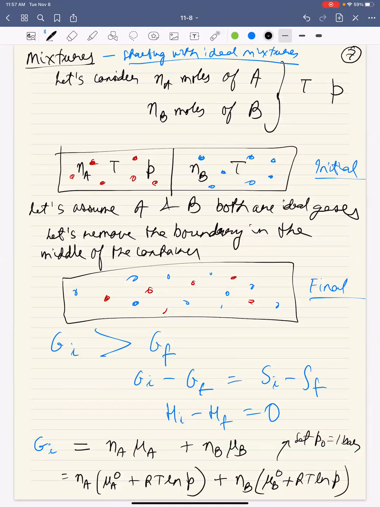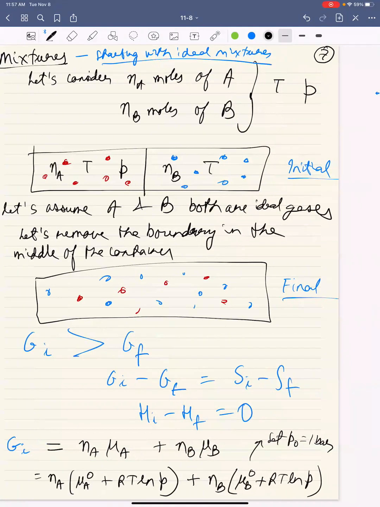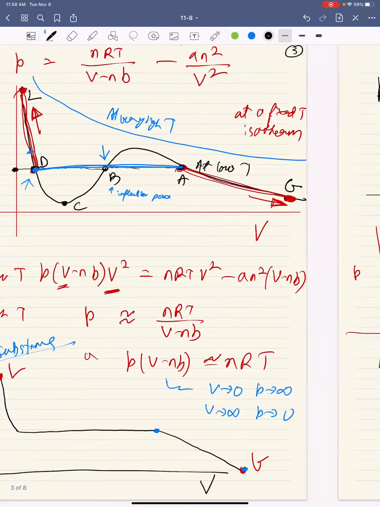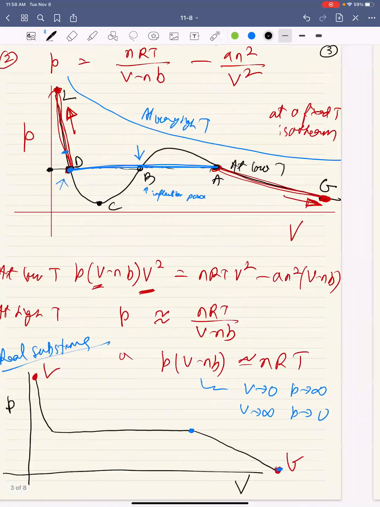So this is my GI. Let me write this equation down once again on the next page. GI, the initial Gibbs free energy, is Na times mu A naught plus RT ln P, plus Nb times mu B naught plus RT ln P. And what is this equation number? It's a bit too late for numbering, but let's call it equation number 3.